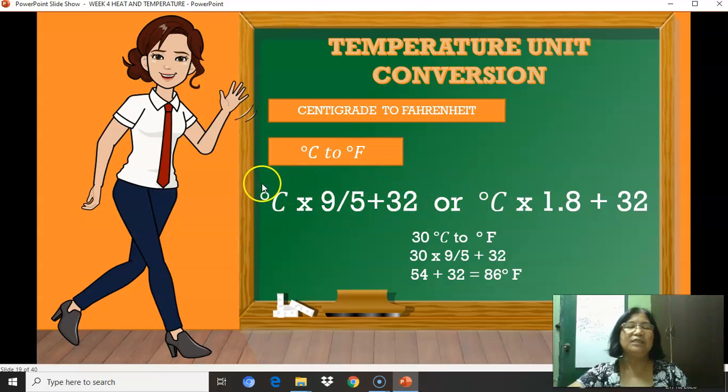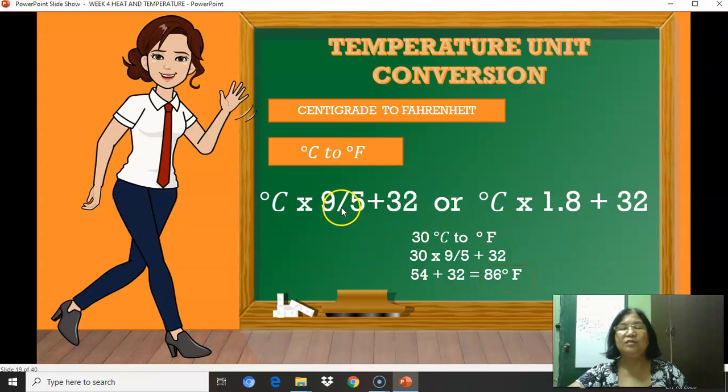So whatever given centigrade, multiply it by 9 and then divide by 5, whatever is the answer, plus 32. Or, given centigrade, multiply it by 1.8, whatever is the product, plus 32. So in my example, if the given is 30 degrees centigrade, you are asked to convert it to Fahrenheit. So 30 times 9 divided by 5, that is 54 plus 32. So the final answer is 86 degrees Fahrenheit.